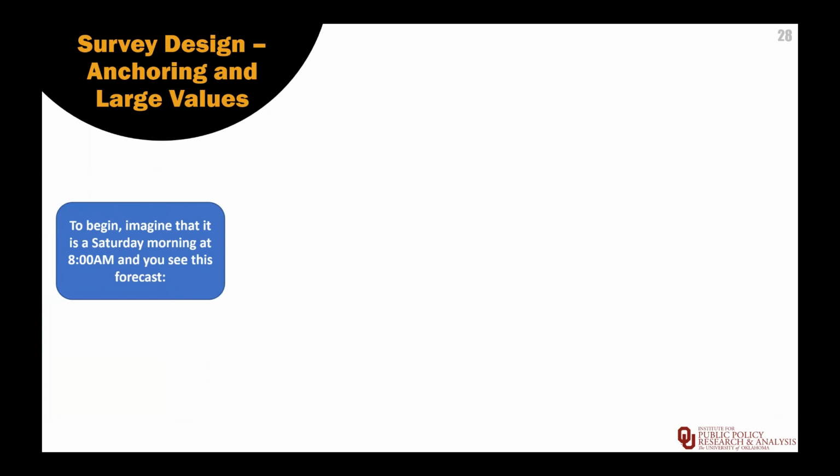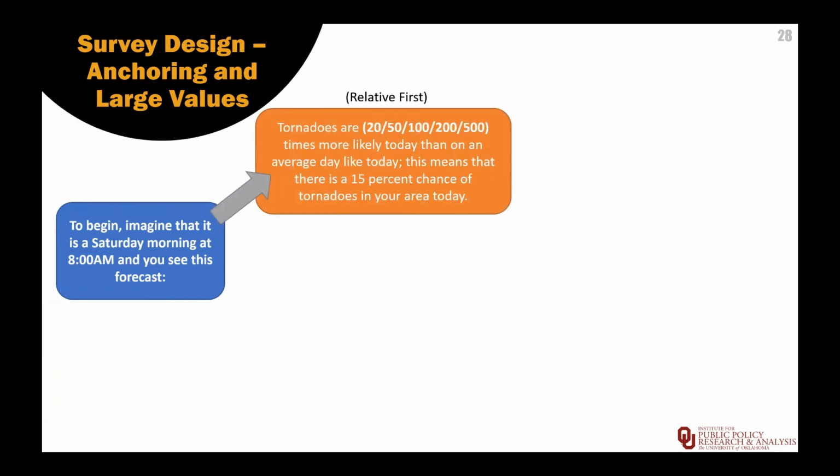Second, to look for that anchoring bias, as well as the effect of large values of relative risk, we asked a question in the 2022 survey. Again, we love our Saturday mornings at 8 a.m. Personally, I'm asleep, so very different answers for me. But we have 10 groups this time.